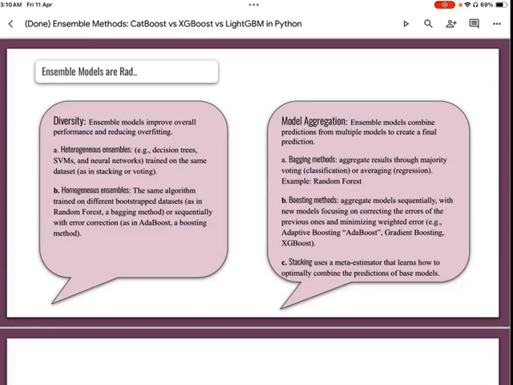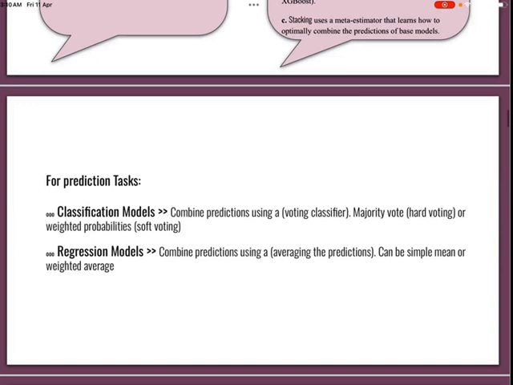Stacking uses a meta estimator that learns how to optimally combine the predictions of base models. For prediction tasks, in classification models, we combine predictions using a voting classifier, majority voting, hard voting, or weighted probabilities, soft voting. In regression models, we combine predictions by averaging the predictions. It can be a simple mean, or a weighted average.